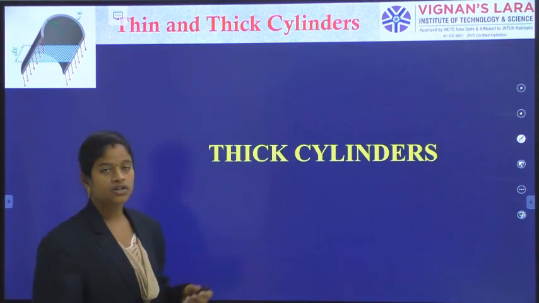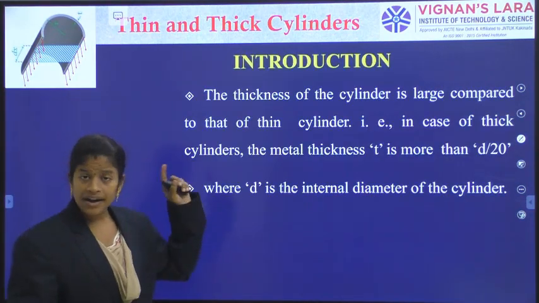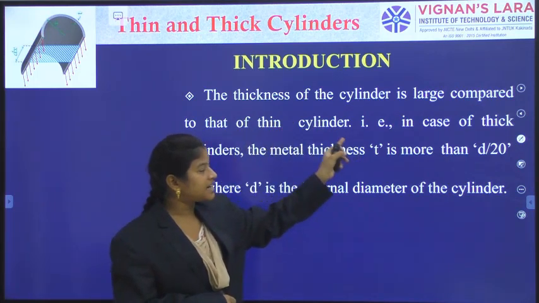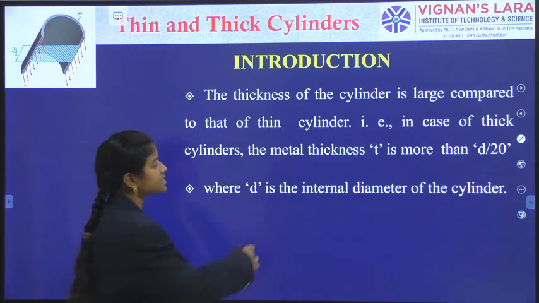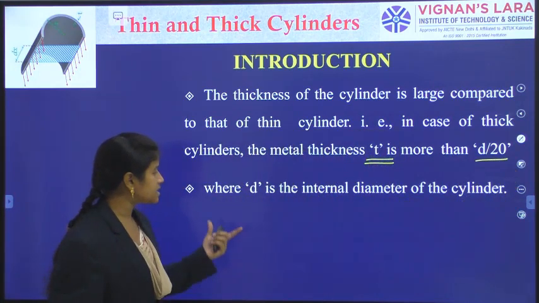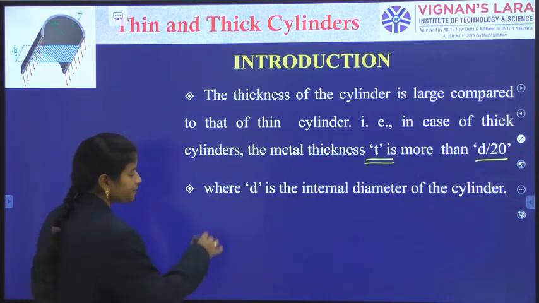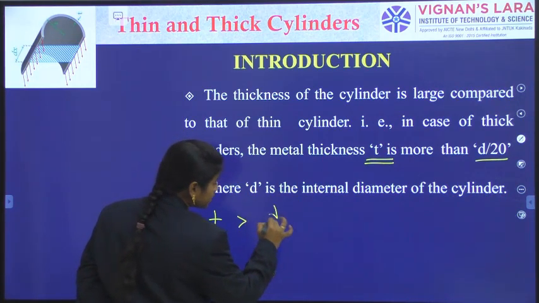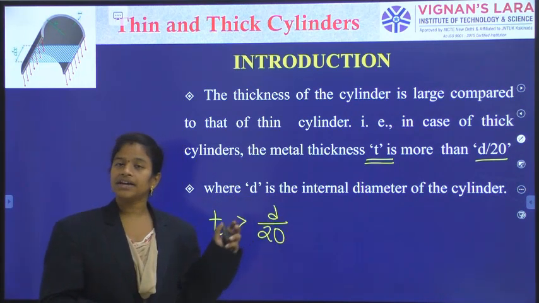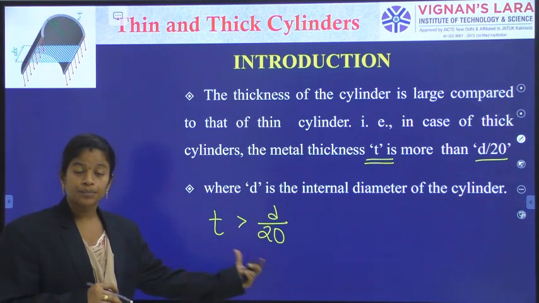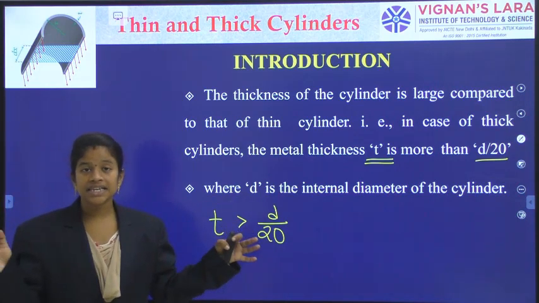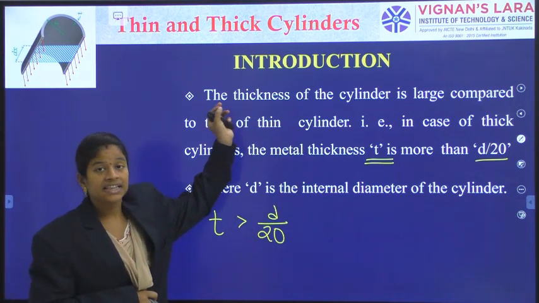So the next concept is thick cylinders. We have already mentioned this classification. In the case of thick cylinders, the metal thickness T is more than D by 20, where D is the internal diameter of the cylinder. If the thickness of the cylinder is more than the internal diameter divided by 20, that is, the thickness is more than the value of this ratio, then we name the corresponding cylinder a thick cylinder.